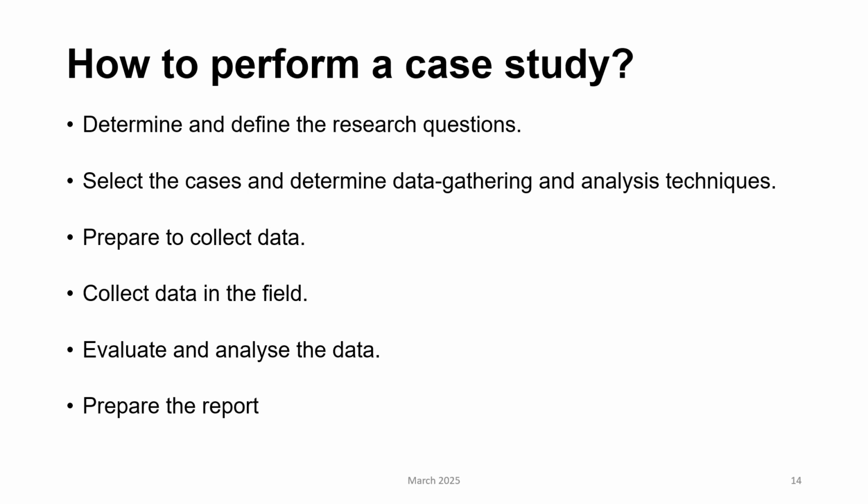Now regarding the practical steps of conducting a case study. How to perform case study research? There are six steps that you can follow to perform your case study. Firstly, determine and define the research questions. Select the cases and determine data gathering and analysis techniques. Prepare to collect data. Collect data in the field. Evaluate and analyze the data and prepare your report.